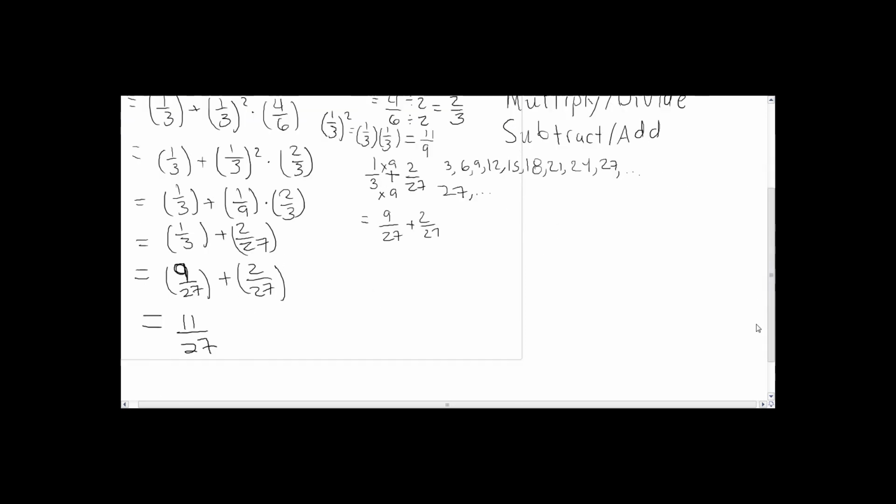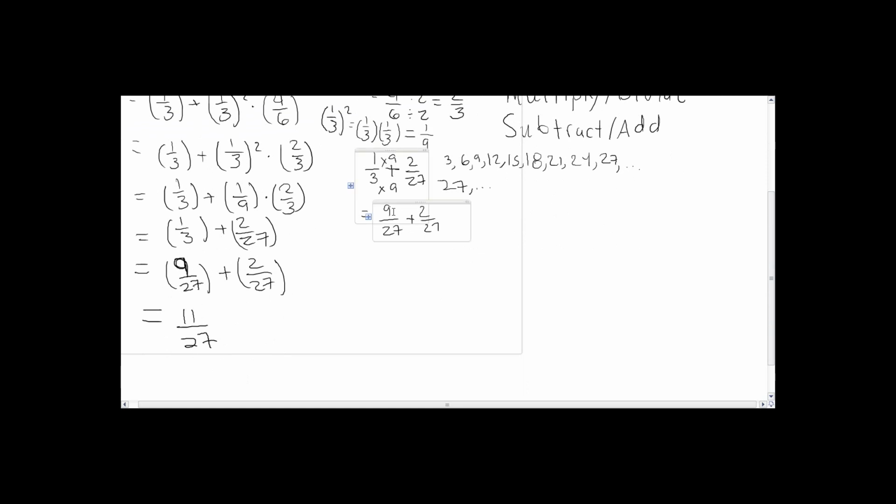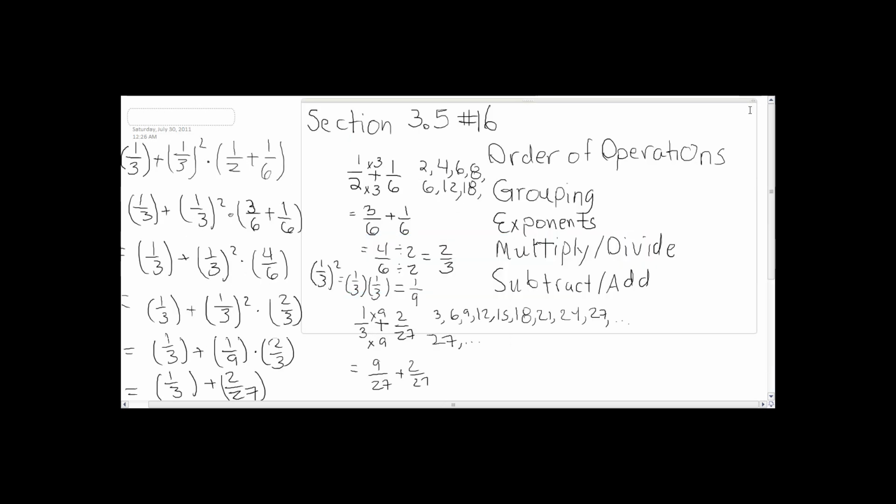So if we forgot how to do that, let's list out the multiples for each denominator. So for the 3 we have 3, 6, 9, 12, 15, 18, 21, 24, 27. And we see, oh, 27 is the least common multiple here, so there we have 27 is the least common denominator. Now to go from 3 to 27, we have to multiply by 9. So we have to do that to the numerator also. So 1 times 9 is 9. 3 times 9 is 27. Now that they have a common denominator, let's simply add them. And 9 plus 2 is 11. So 11 over 27 is our answer. And that is problem 16 in section 3.5.